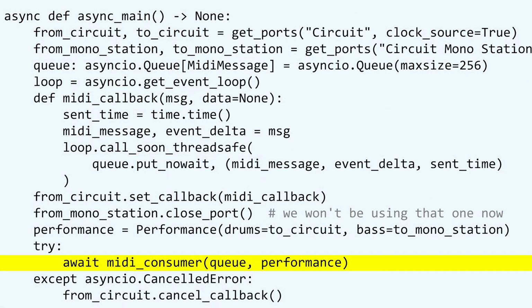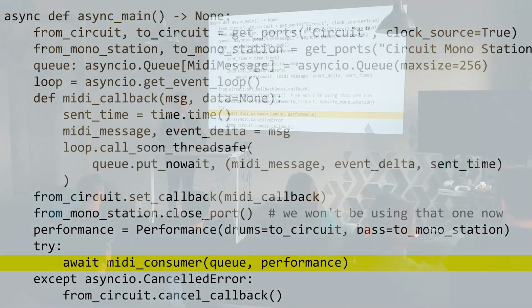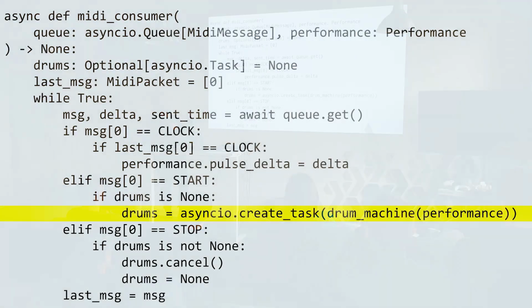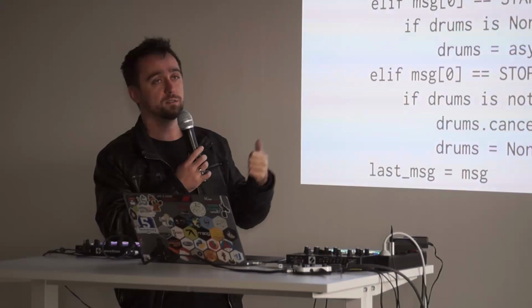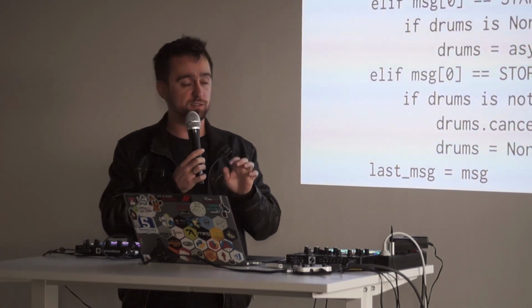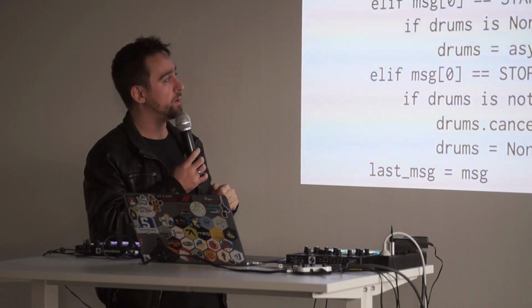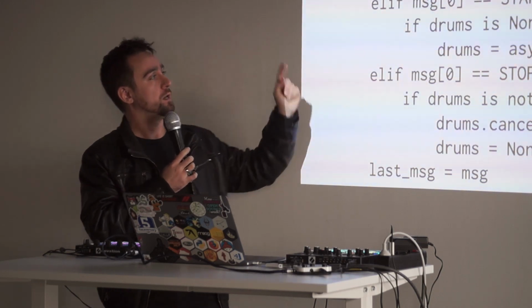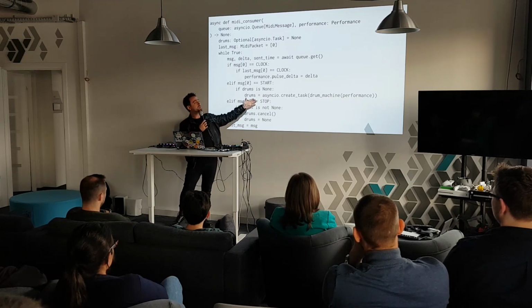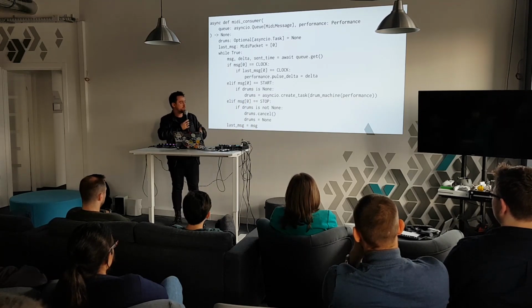What does that do? It also fits on a slide, so I guess that's easy. It's essentially a loop. And that loop is deciding what to do with incoming messages on a queue. So either it's a clock, in which case we're just going to measure how long it was since the last clock. That is the simplest thing that we can do for now at the start to see how fast we should be going. And then what we're going to do is, if we get a start signal, we're going to create a task on AsyncIO to start our drum machine.